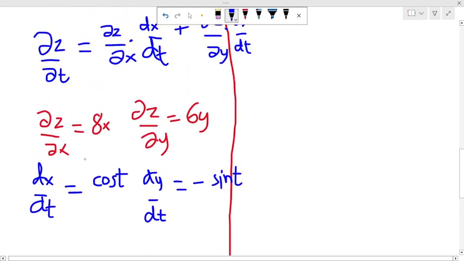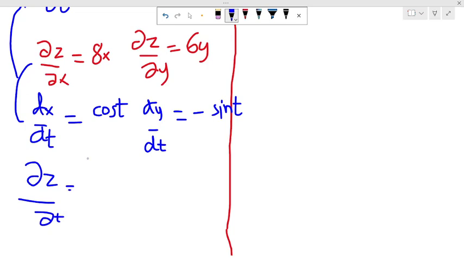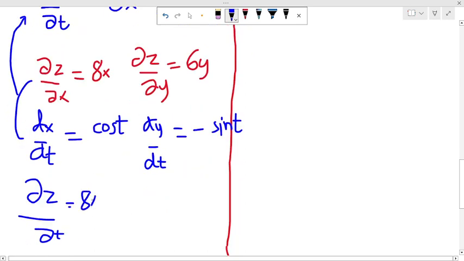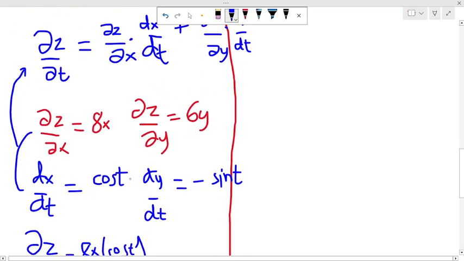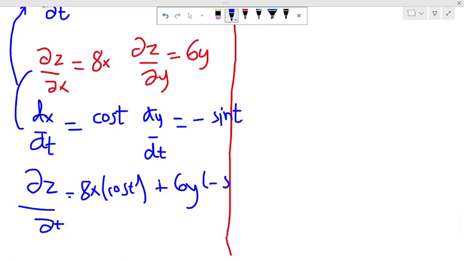So now substituting these expressions into this, we get our final dz dt to be equal to, that's dz dx, which is 8x, multiplying cos t, plus 6y multiplying negative sine t.